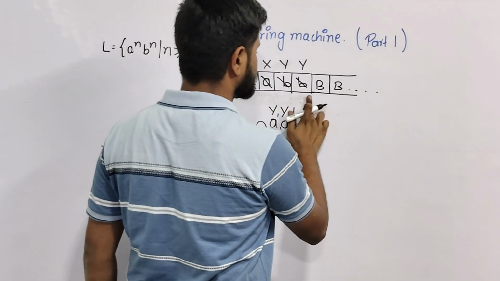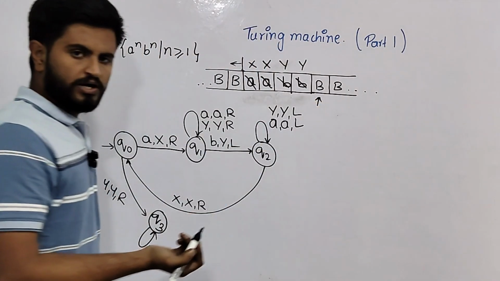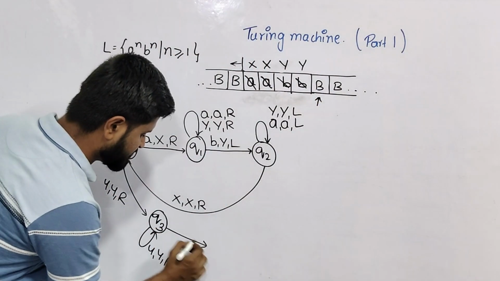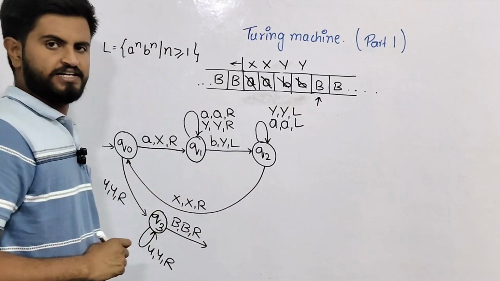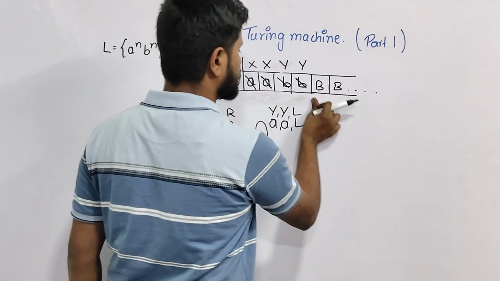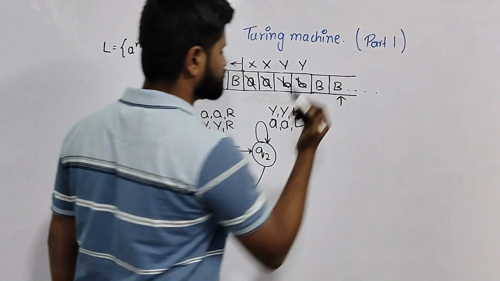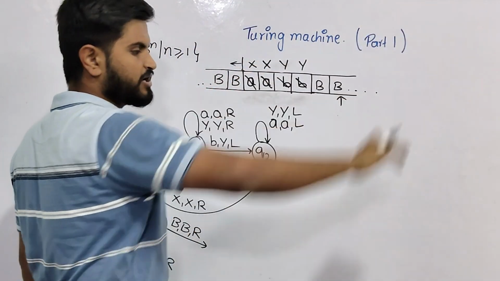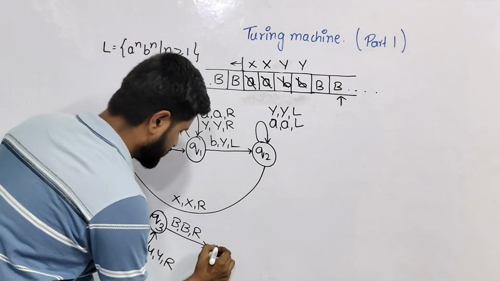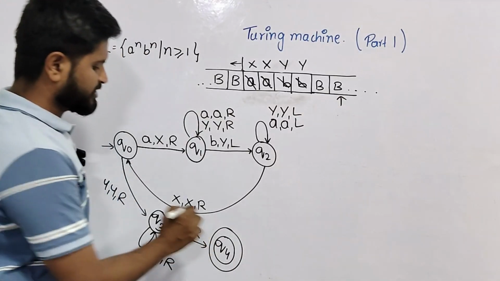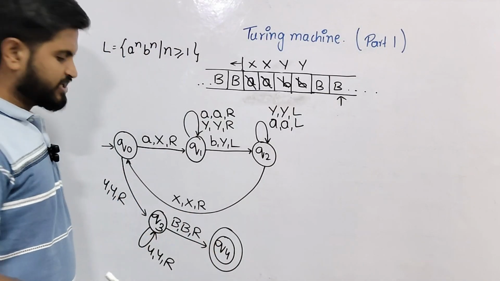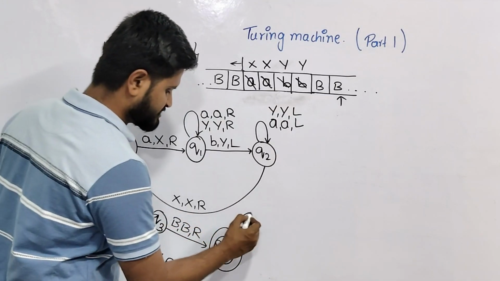Now I approached the blank space. When you approach the blank space, write it as blank space and move towards the right side. Again I am moving to the right side, that is blank space. Infinite number of blank spaces can be there. So I will write Q4 as the final state, which I will enclose using two circles, and I will give the self loop.